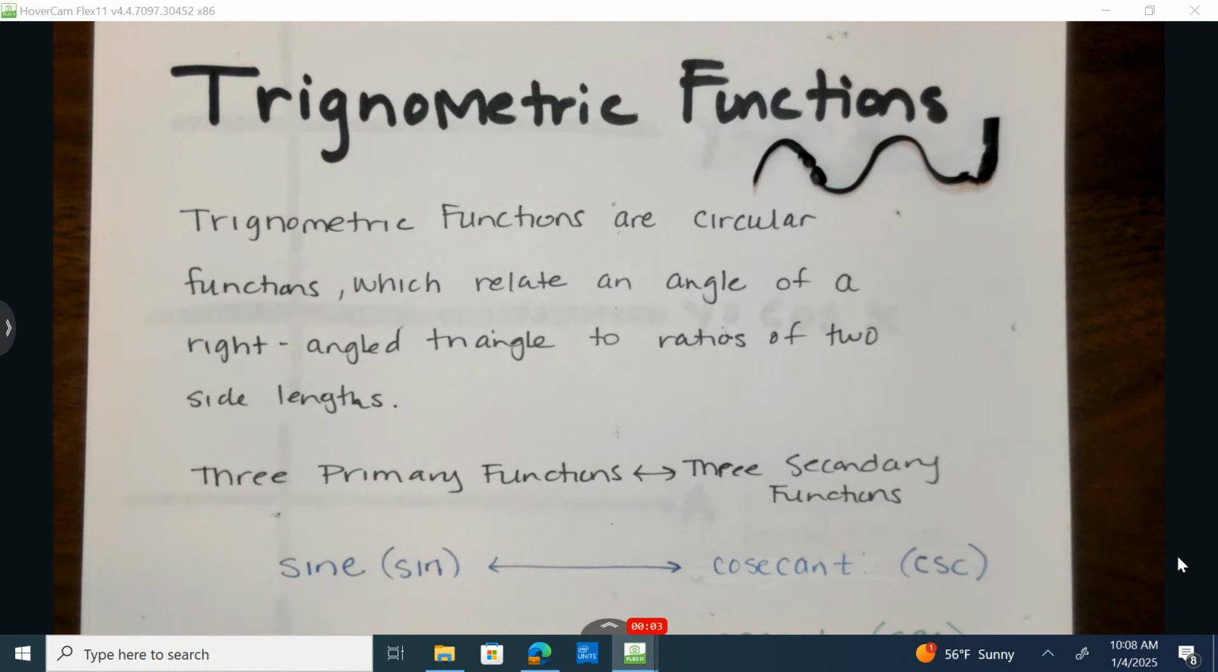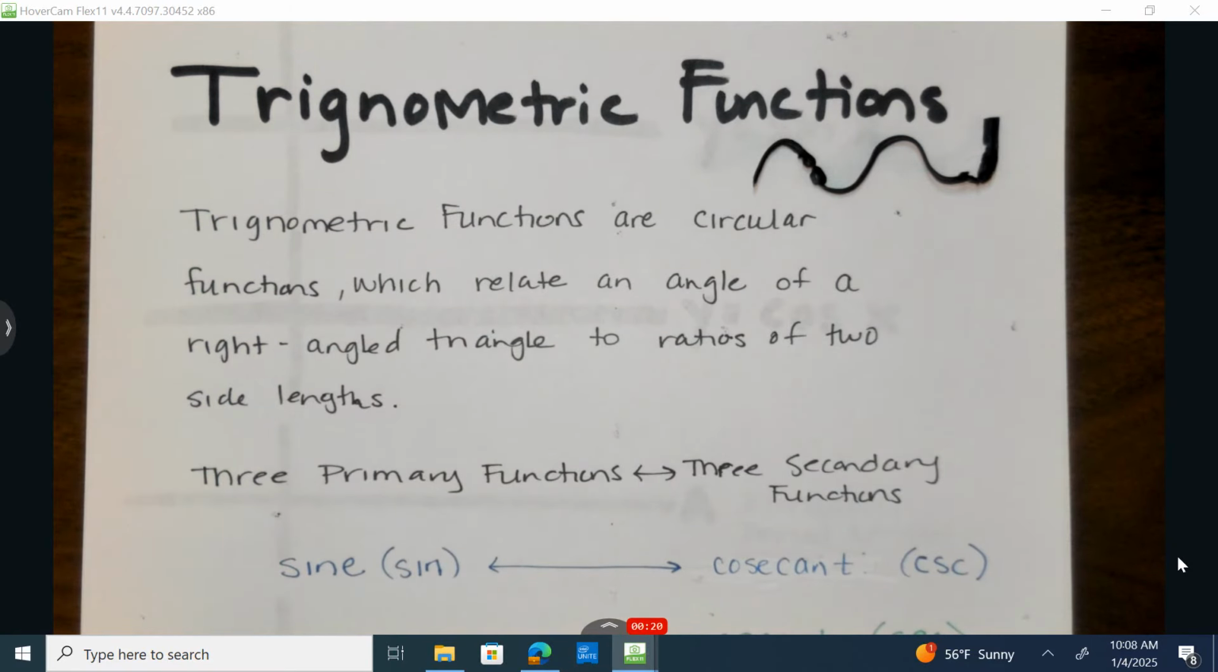Unit 9, Lesson 2, Part 2, Geometric Functions. Geometric functions are circular functions which relate the angle of a right-angled triangle to the ratios of two sides. There are three primary functions, and many of you have seen these before.